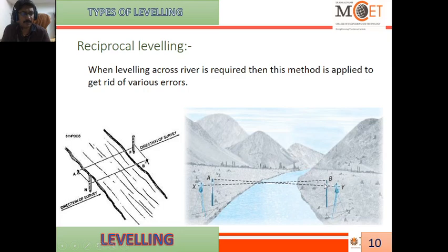Then this point becomes the nearby. From here the staff is held here, the staff reading. So from the instrument to the nearer point, the reading will be errorless or even zero error. Similarly here the error will be less, but from this position to this point the error may be there. Similarly here, these two errors may get compensated. That is the reciprocal level, right? This is the way of survey, the direction of survey. This is the flow of water, right?